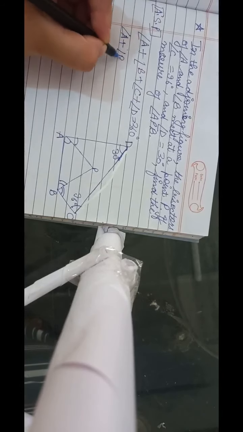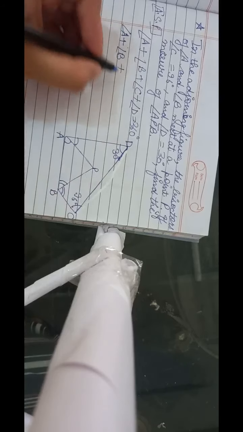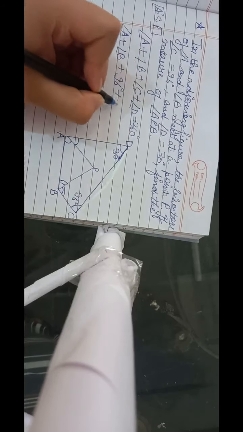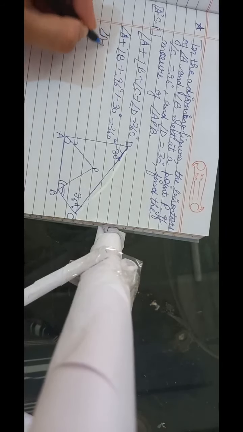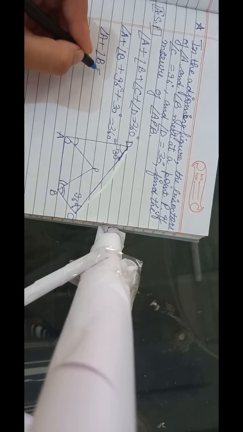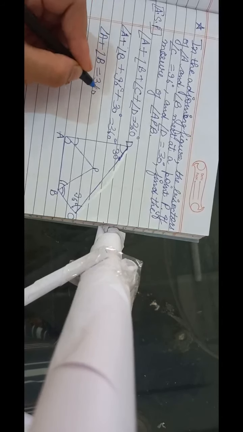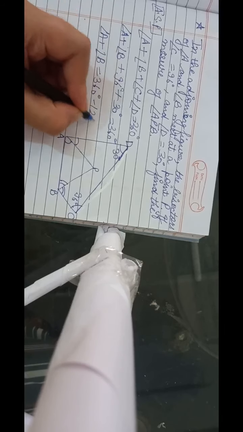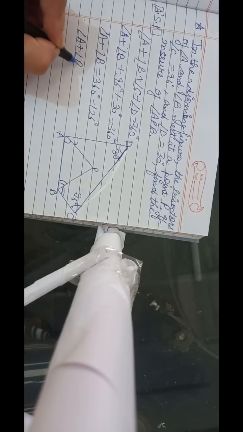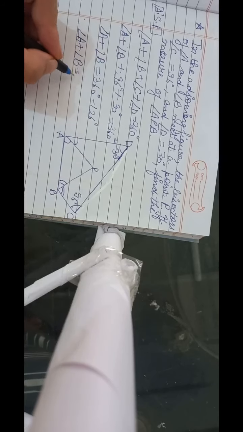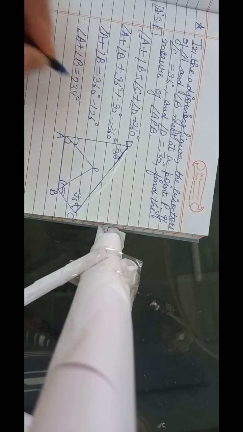Given values fill करते हैं पहले. Angle C क्या given है, 96 degree. Angle D क्या given है, 30 degree. That is equal to 360 degree. So angle A plus angle B is equal to 360 degree minus 126 degree. That is angle A plus angle B is equal to 234 degree. So this is the total of angle A plus angle B.